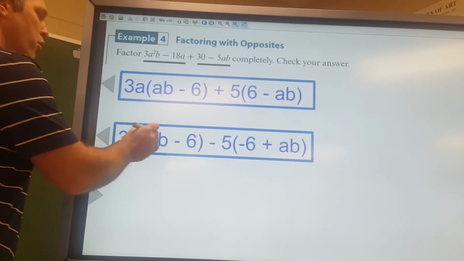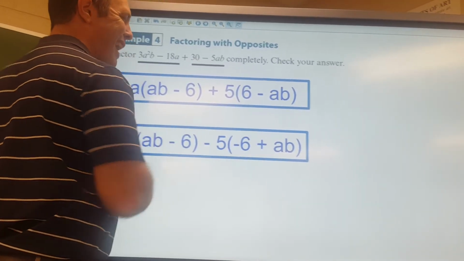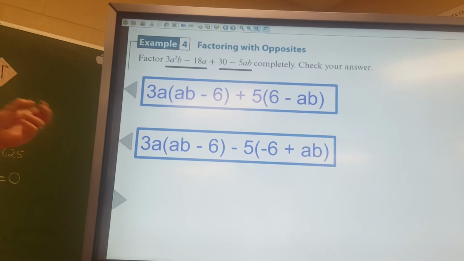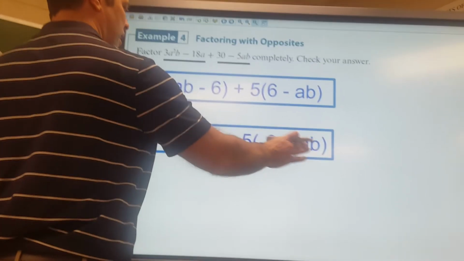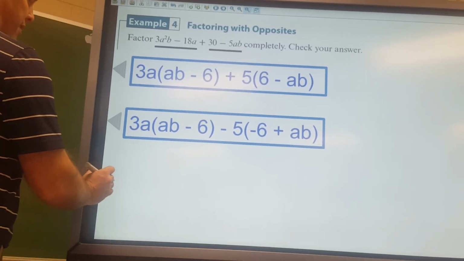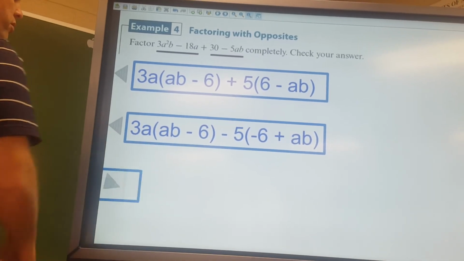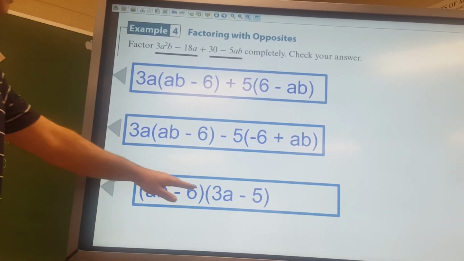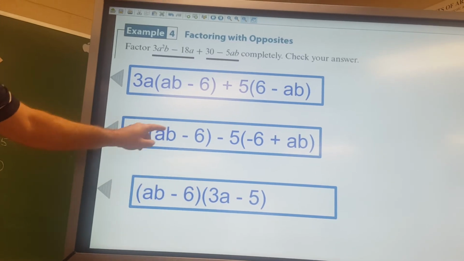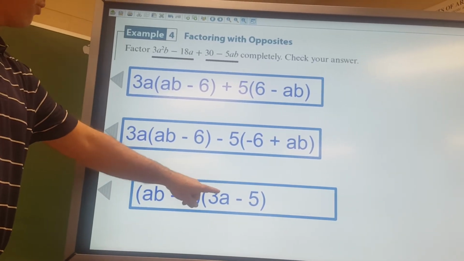Now we look at these. Although the order is different, those are exactly the same. We can switch the order. So now I can factor out a common factor of ab minus 6. So we take that out. Once you take the ab minus 6 out, well, we need to go backwards and distribute it to a 3a.